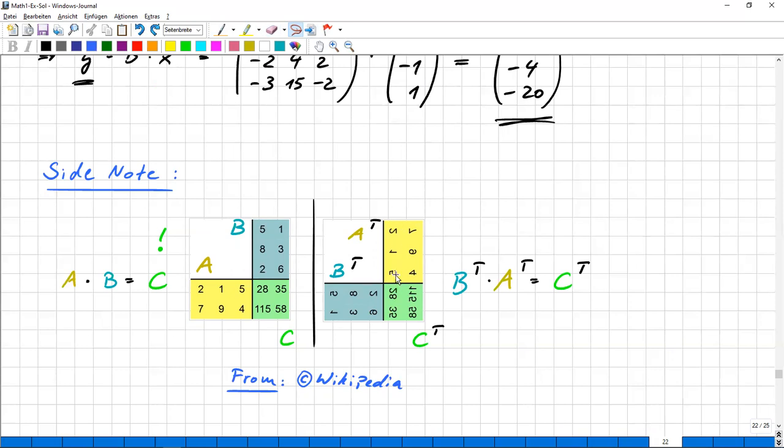You know what transposing means? It means to mirror the matrix elements on the main diagonal. And so also the C matrix has been mirrored to C transpose. So I think it's quite nice to understand this connection here. This is taken from Wikipedia. I never want to use foreign sources without telling you. Okay, so that's fine.